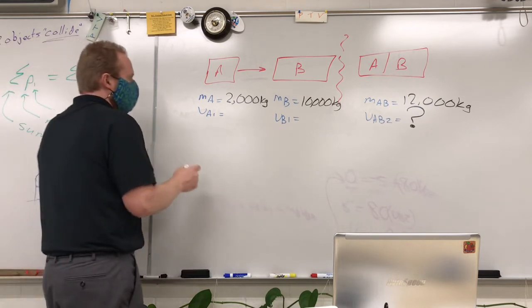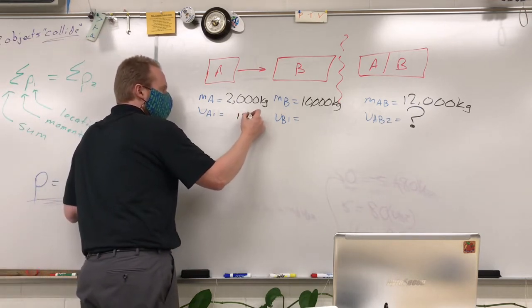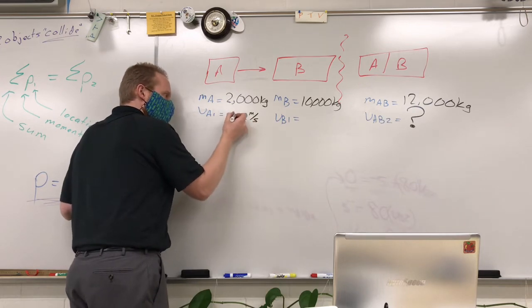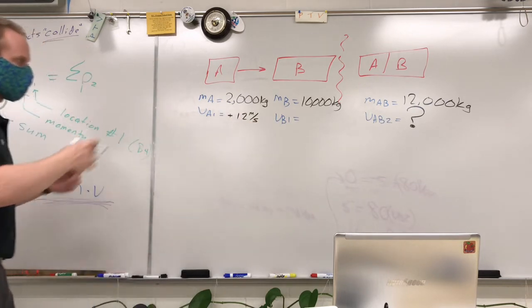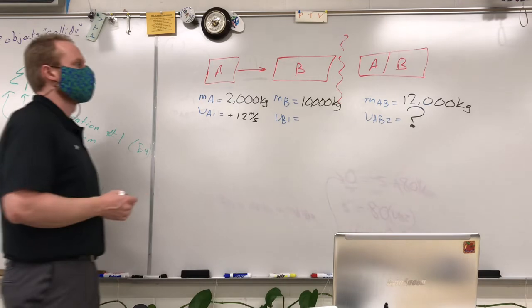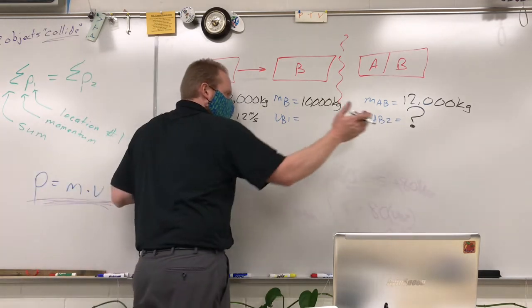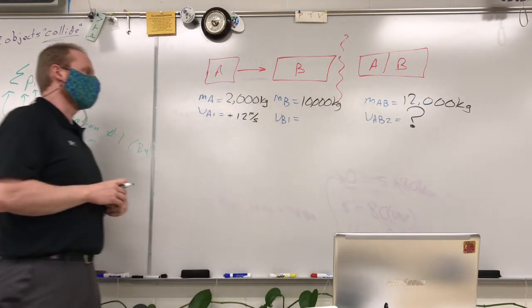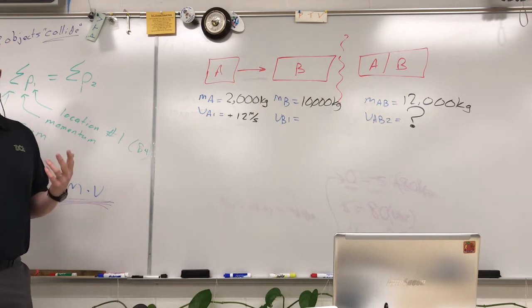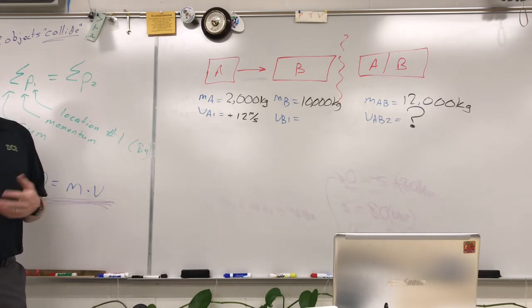It says the car is initially moving at 12 meters per second. Now the way I drew it in my picture is to the right, which means it's positive. You don't need the positive, I'm just putting it there to emphasize that point. And we're trying to solve for that. That's every number from my problem, but I'm missing the initial velocity of the semi.